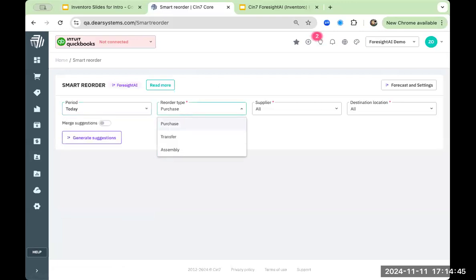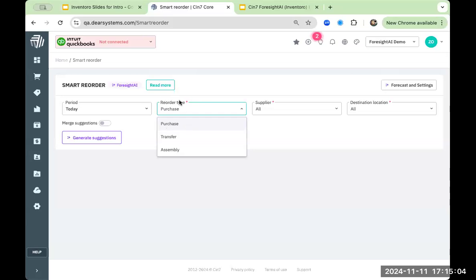Next, we have our reorder type. And there's a lot that Smart Reorder is actually accounting for. I'm going to go through these, and they can be a little bit confusing at first. So again, feel free to use the chat function. So purchase is going to be a simple purchase from a supplier.